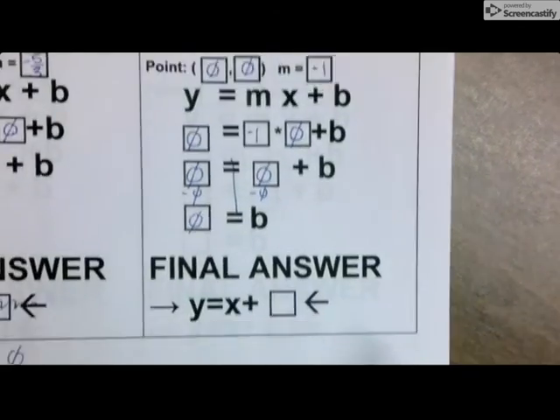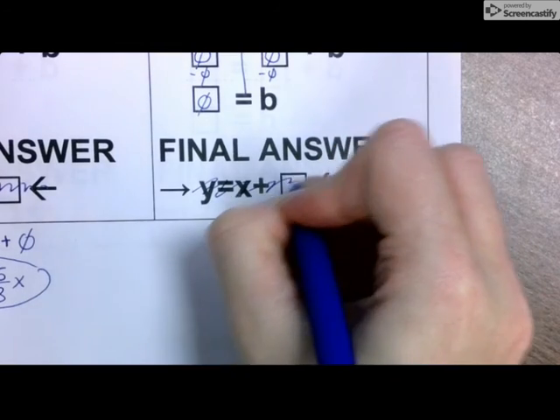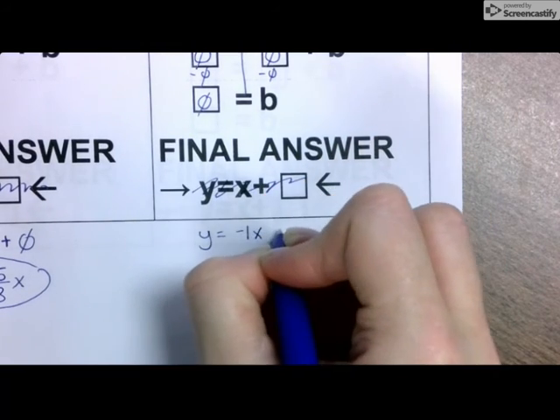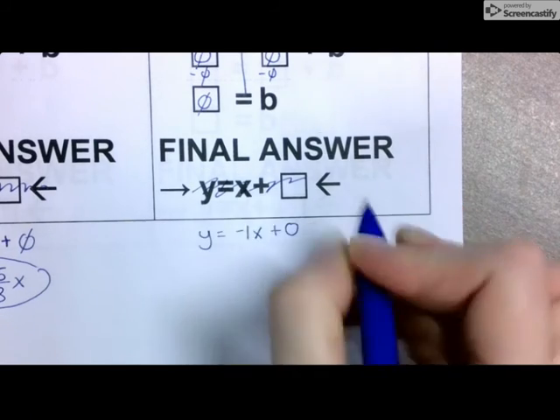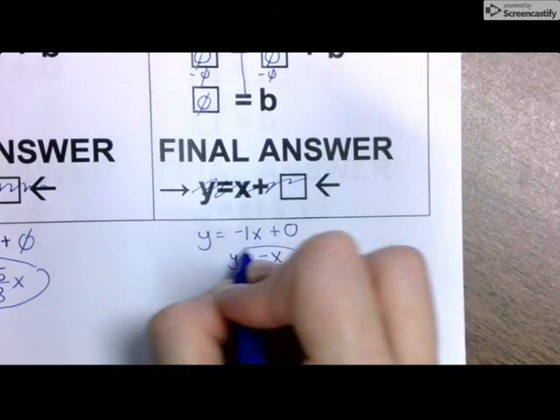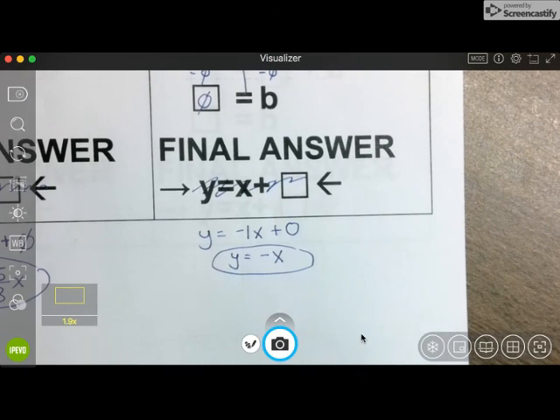When I come down to the bottom then, I will have y equals my m is negative 1x plus my b is 0, for a final answer of y equals negative x. Okay, so make sure that you feel comfortable with that, and hopefully now you feel even more comfortable to try a few on your own.